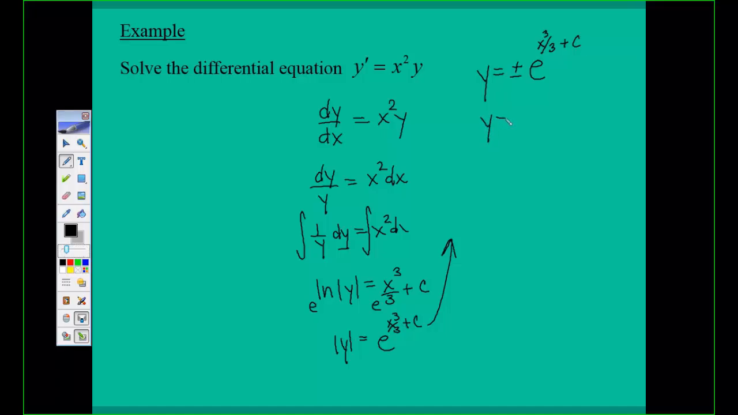We can rewrite, if I have something like a raised to the b plus c power, I can rewrite this as a to the b times a to the c power. I'm going to use this property right here to rewrite this one as e to the x cubed over 3 times e to the c. And then I'm going to switch the order.